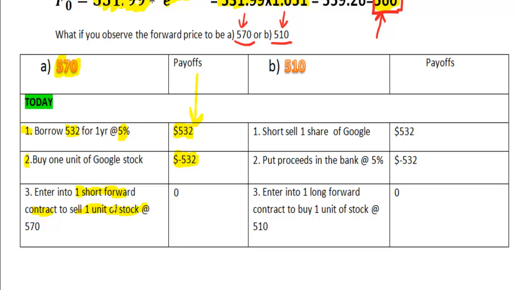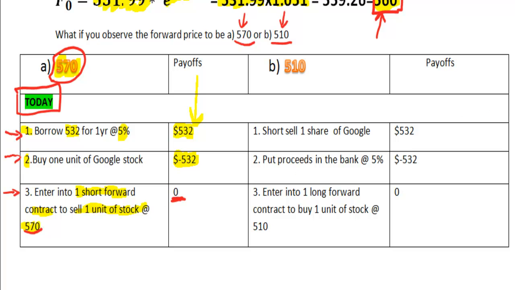When I say short, I mean to sell 1 unit of stock at 570. Why 570? Because this is the price that we observe in the market today. Forward contracts cost nothing to enter. Only at maturity does any exchange of cash flow and asset take place. So when it comes to cash flows, it costs us 0 to enter, and if we sum up these 3 items, we get 0. So this is a strategy which costs us 0 to implement. Points 1, 2, and 3 are something that we are doing today.